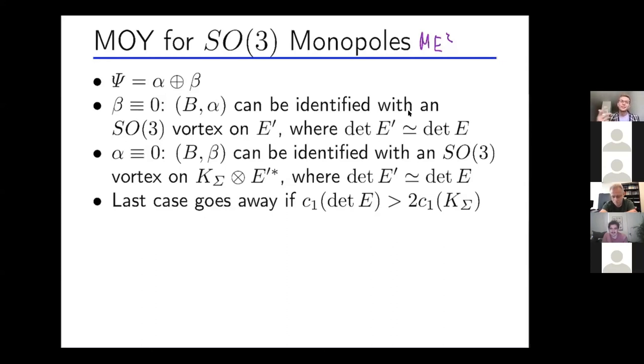And then you could also have solutions with alpha equals zero, but again, there's a certain duality by which you could identify this with the SO(3) vortex on K_Sigma tensor E' dual. And if you want to kill one of the two solutions, you can get rid of the second type, but assume that c_1 of the determinant is sufficiently large. So if you make this assumption, which is not the one that MOY did for the Seiberg-Witten case, it's a little bit different, their story. You have to look at the SO(3) vortices over all the U(2) bundles with a certain determinant line bundle that satisfy this condition. Okay, so just to make things more concrete, let me exhibit this in the next example.